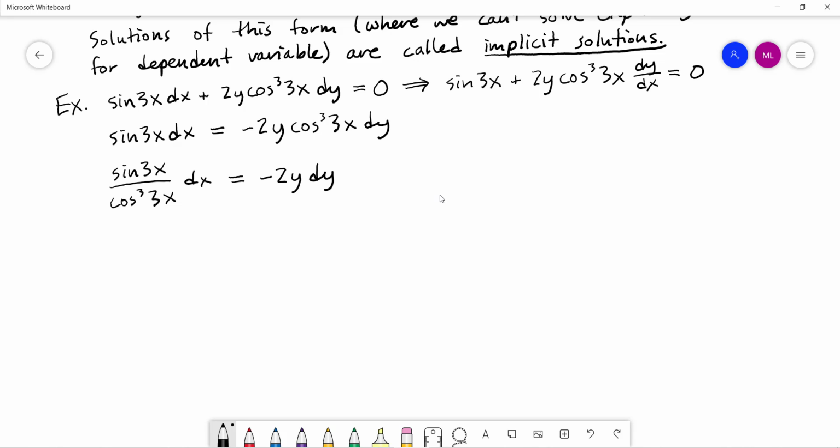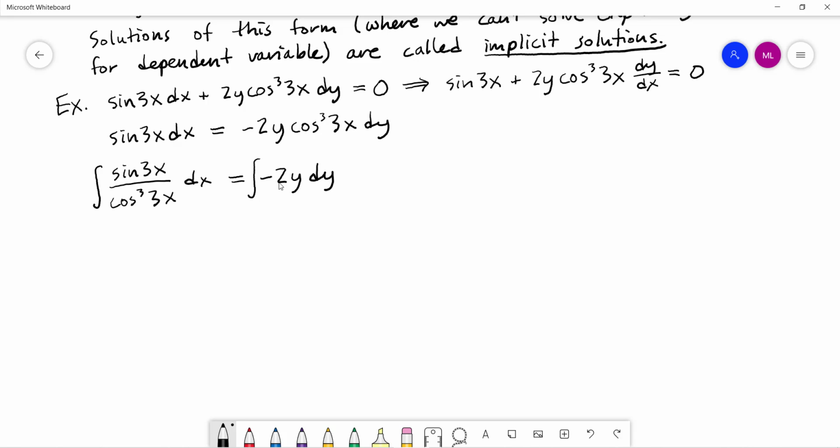Okay, so now we can integrate both sides. Again, we wind up with something where one of the sides isn't too bad. This is going to be easy to integrate. But this is a relatively nasty trig integral. And we're going to need to go back and utilize our skills from Calc 2 to try to evaluate this integral.